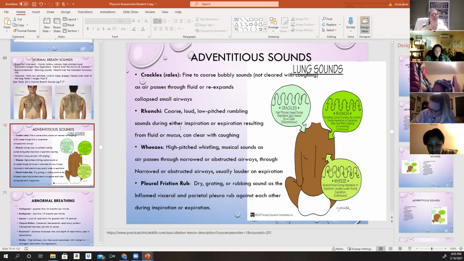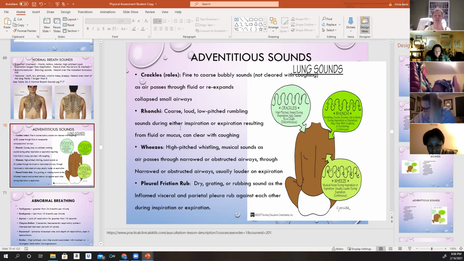Wheezing sometimes can be audible from outside the room. You can hear it when you're sitting next to them. It's not always audible. It's a very high-pitched whistling sound as air is going through those narrowed airways or those obstructed airways. Usually louder on expiration, but they can be inspiratory or expiratory, either one. You can hear them as they're breathing in or when they're breathing out.